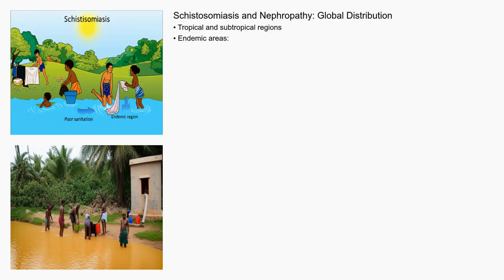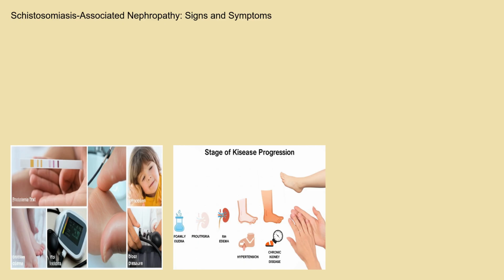People at greatest risk are those who live in or travel to endemic areas and are exposed to freshwater sources contaminated with the parasite. This often includes agricultural workers, fishermen, and children who swim or play in these waters. The disease is often associated with poor sanitation and limited access to clean water, which contribute to the persistence of the parasitic life cycle.